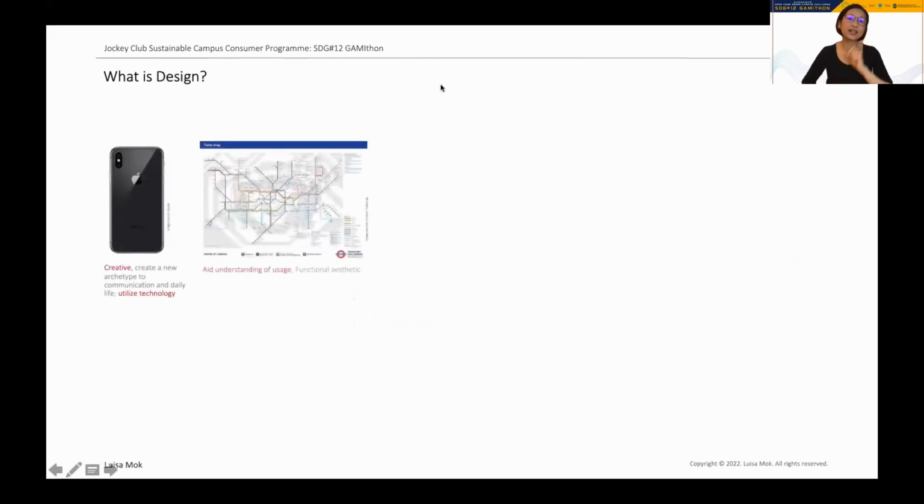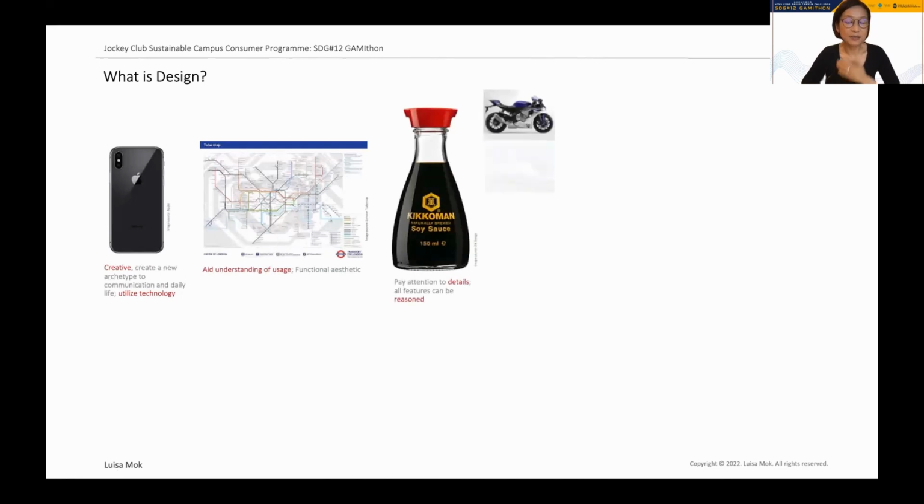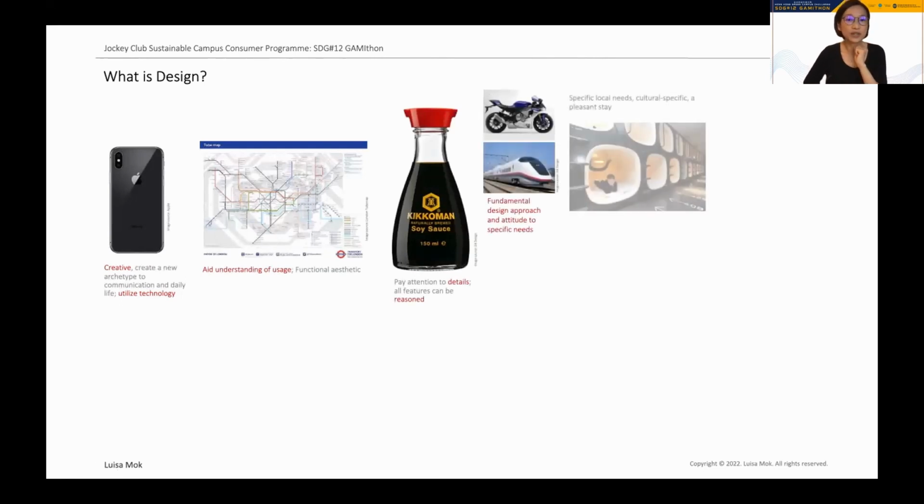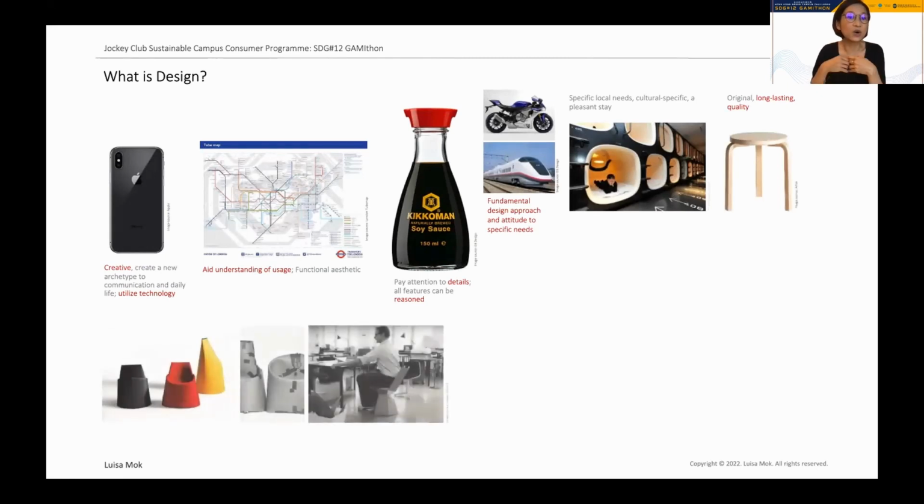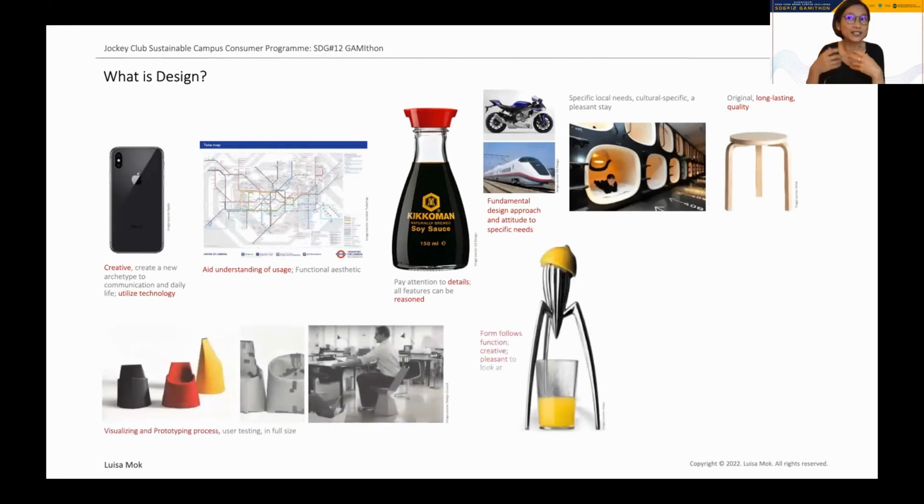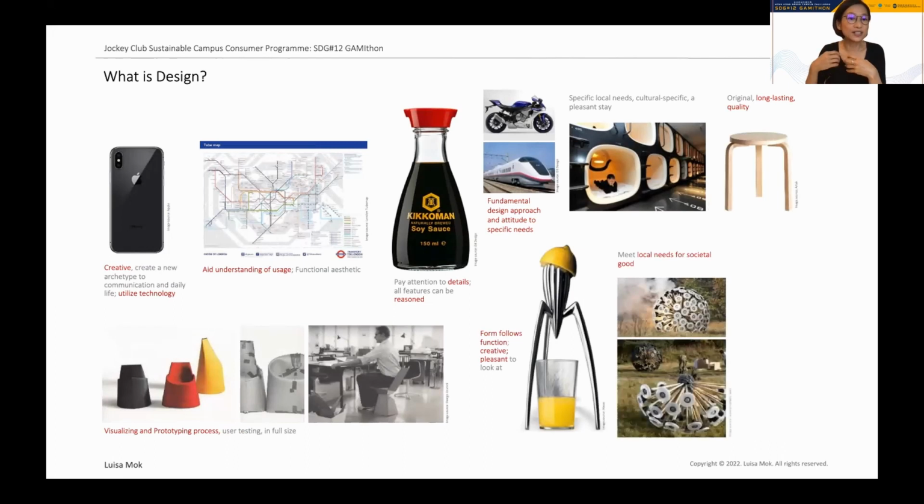And here are some examples of good design in my view. So I think you will agree that iPhone is a good design. It is creative. It is an alternative. It creates a new archetype actually. So it's an alternative way of communicating with your friends, your family.